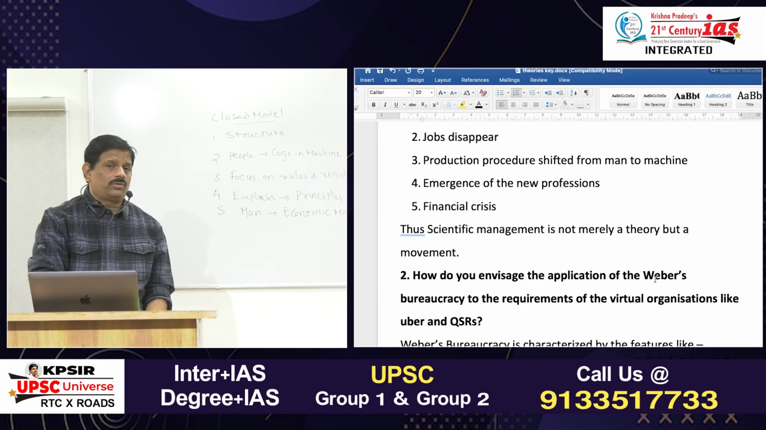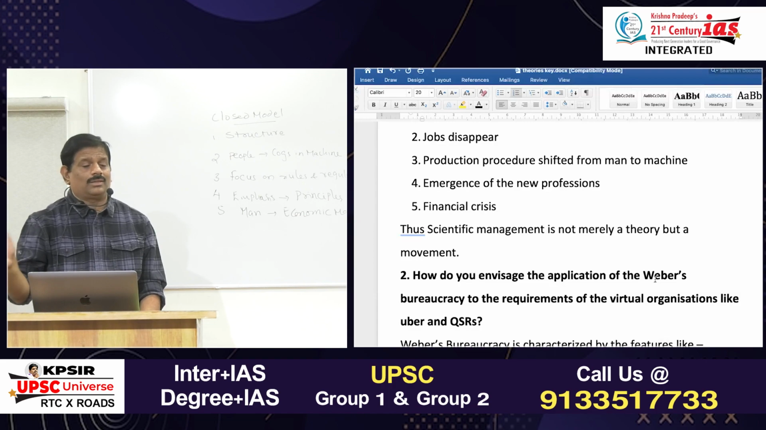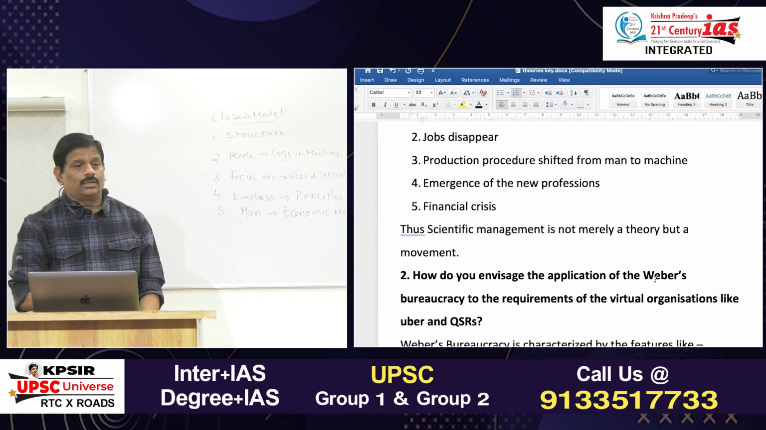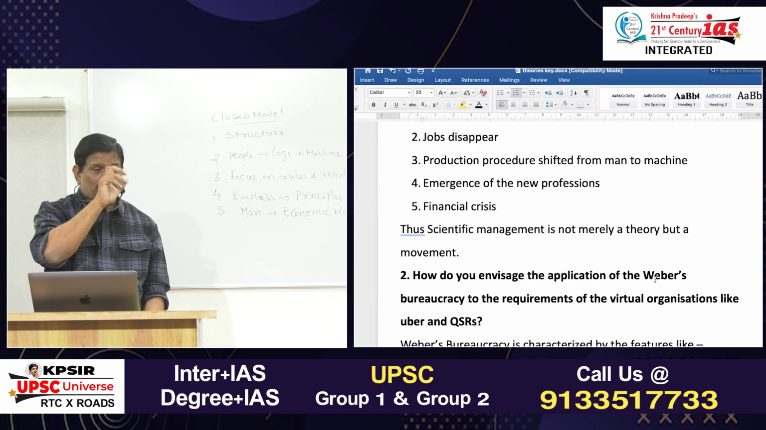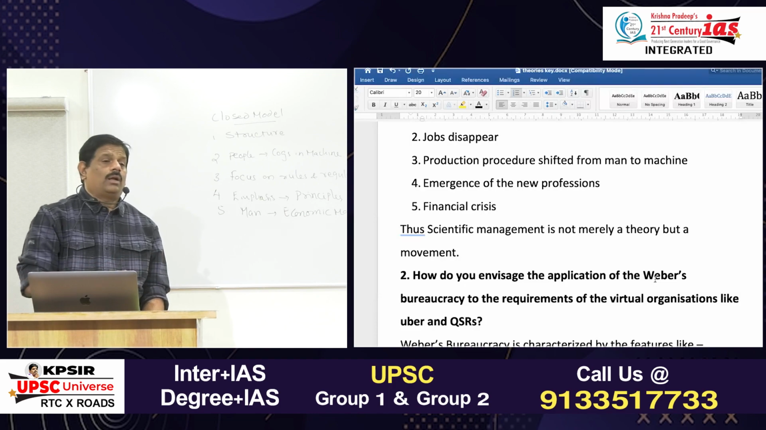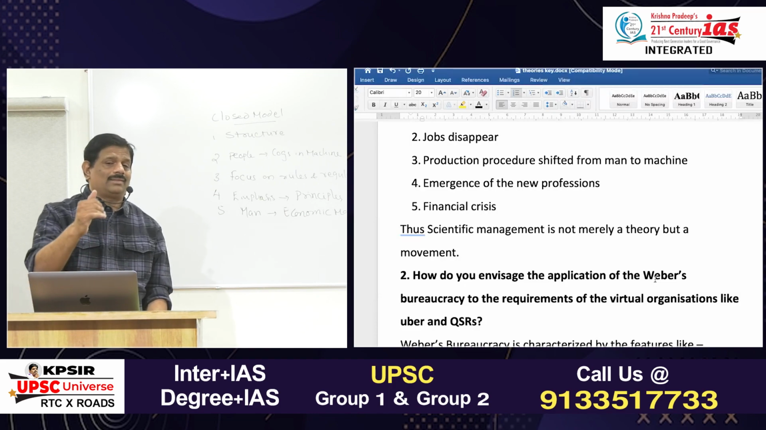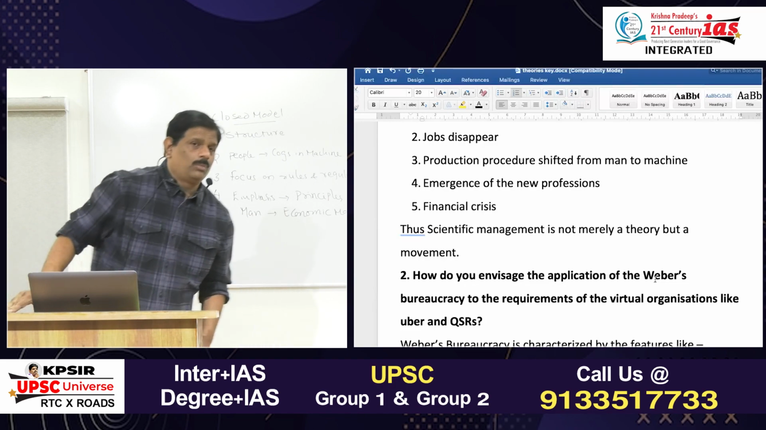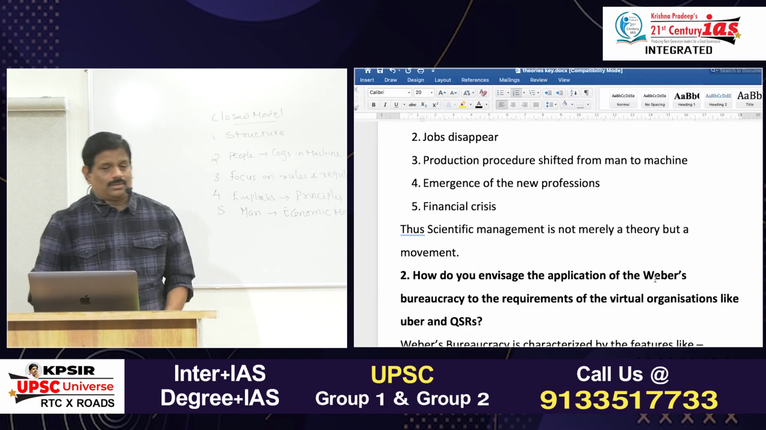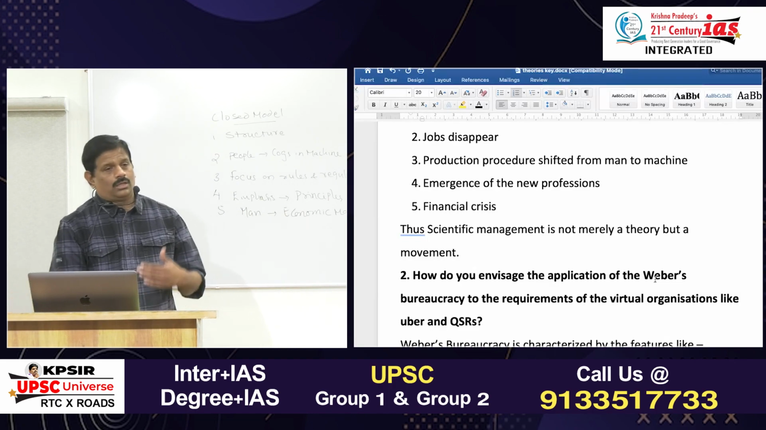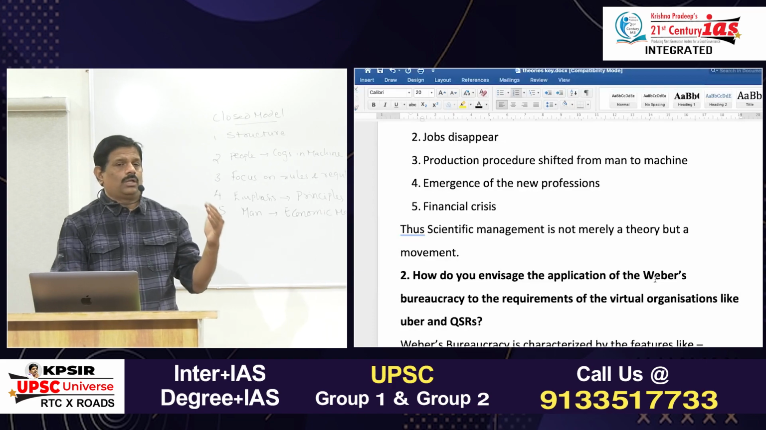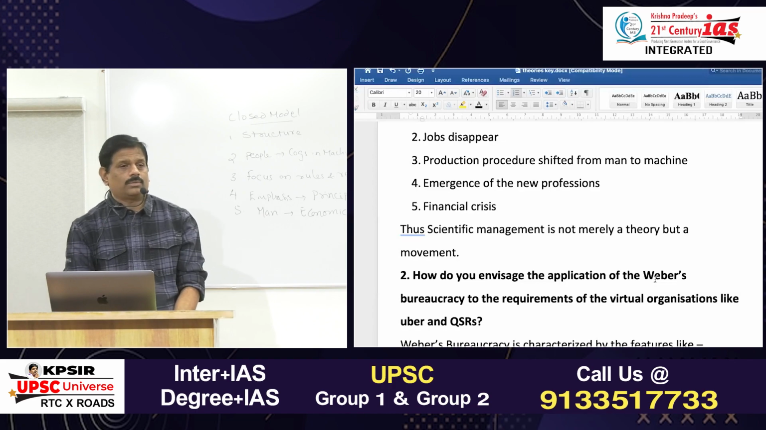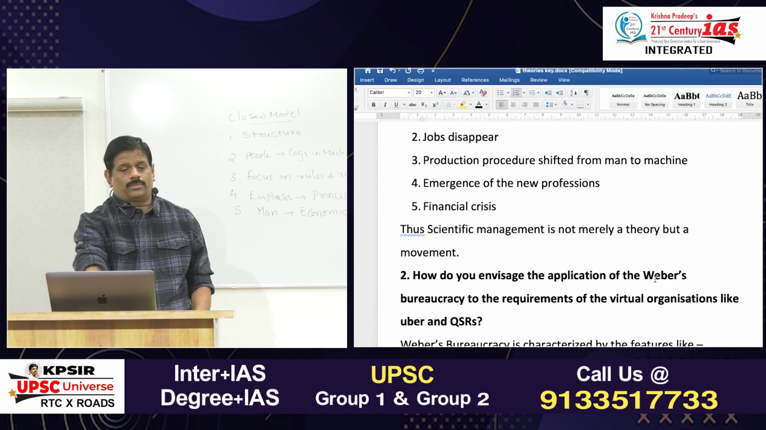So in the conclusion, what you should say is, the scientific management is not merely a theory, it's a movement. That should be the conclusion. It is not merely a theory. It is not developed only for the sake of library research. It is being adopted as a movement. Hence it is described as a scientific management movement, not scientific management theory. So as a movement, it is not having any limitations, neither time limitations nor geographical limitations or any other limitations for that matter. So that should be the answer for this.